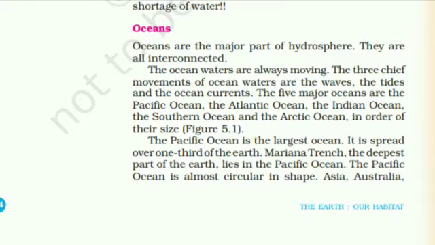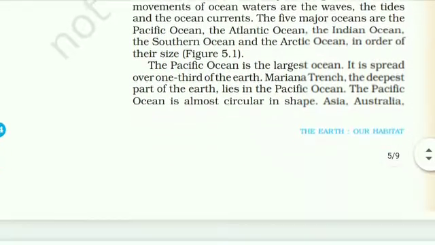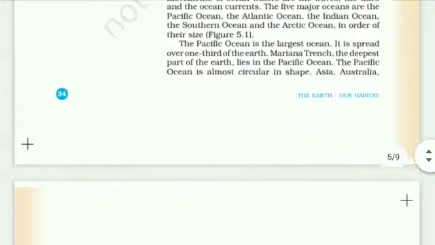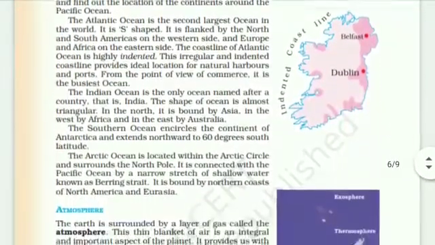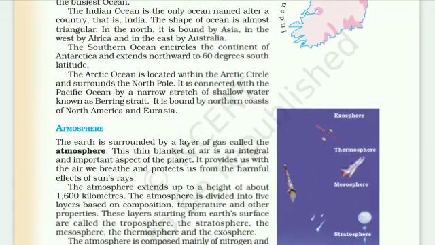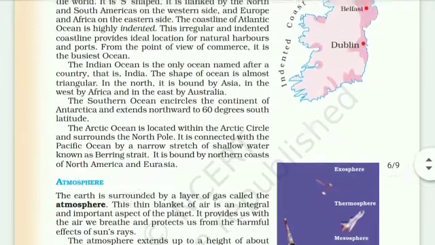The Pacific Ocean is the largest ocean. The Atlantic Ocean is the second largest ocean. The Indian Ocean is the only ocean named after a country, that is India. The Arctic Ocean is located within the Arctic Circle and surrounds the North Pole. It is connected with the Pacific Ocean by a narrow stretch of shallow water known as the Bering Strait. It is bound by the northern coasts of North America and Eurasia.